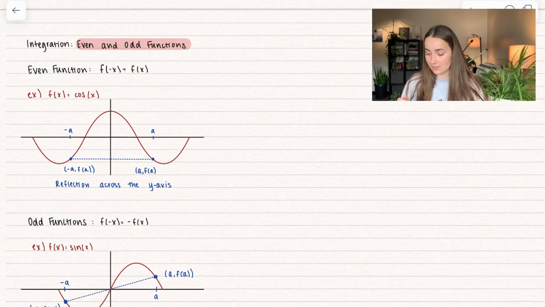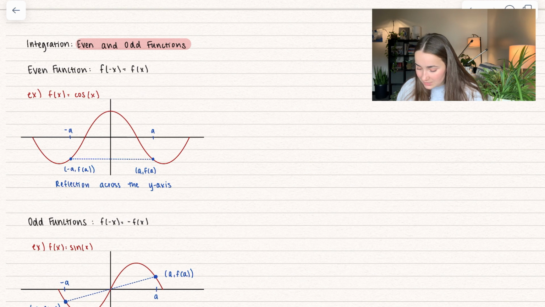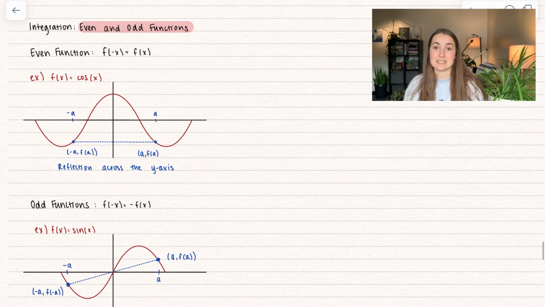We have the definition of an even function, and it's where we have f of negative x is equal to f of x. So that negative kind of goes away. So let's look through this example. We have f of x equals cosine of x. I have it mapped out right here. When it's even, it reflects across the y-axis.